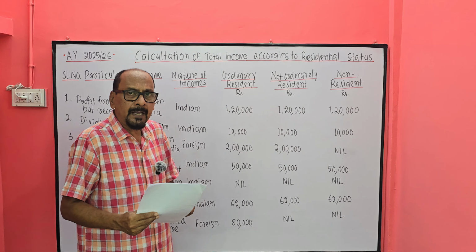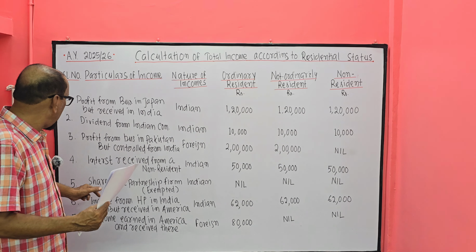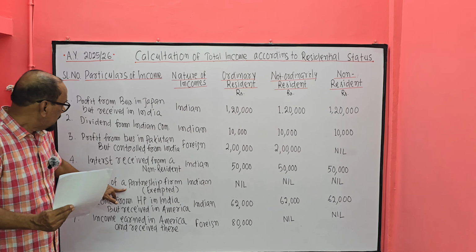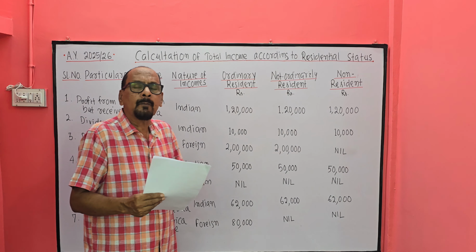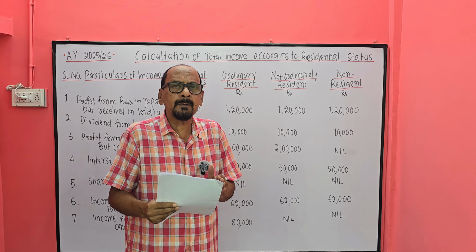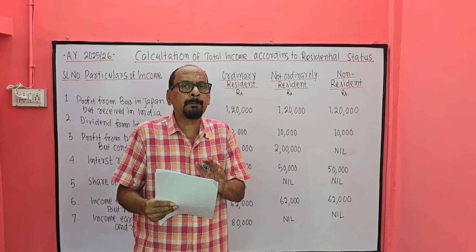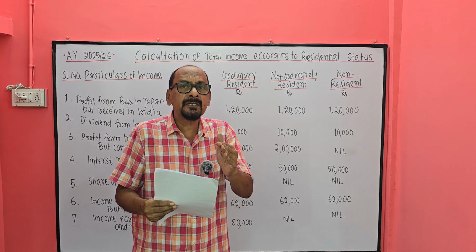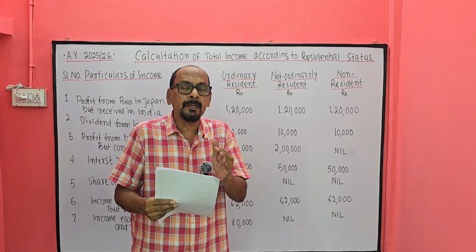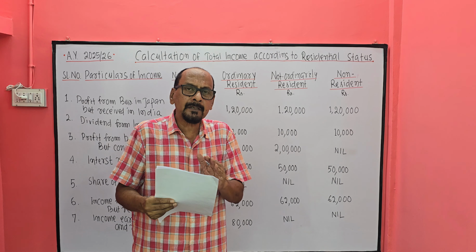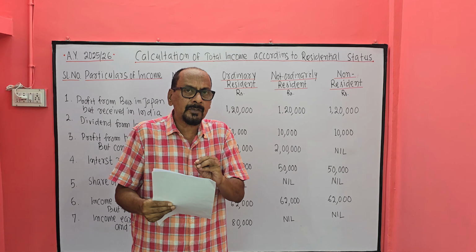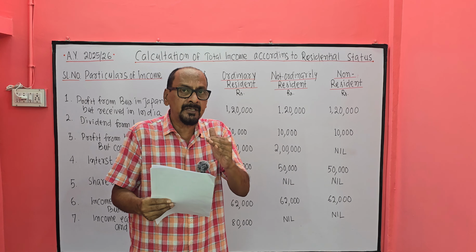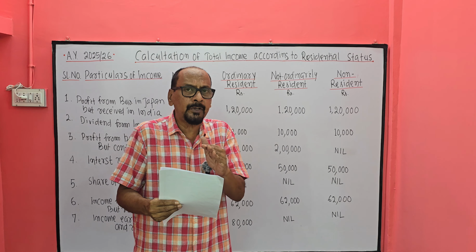So the next financial transaction, share of a partnership firm. Suppose a partner is receiving a share of a partnership firm. So it is exempted. If a partner is receiving any share of profit from a partnership firm, then it is exempted, so it is not going to be taxable.